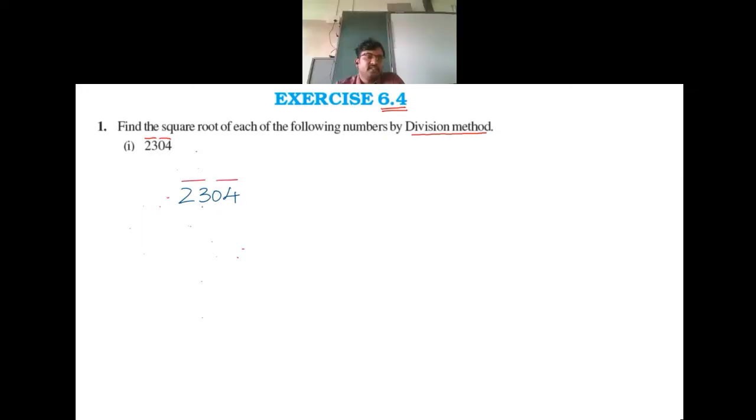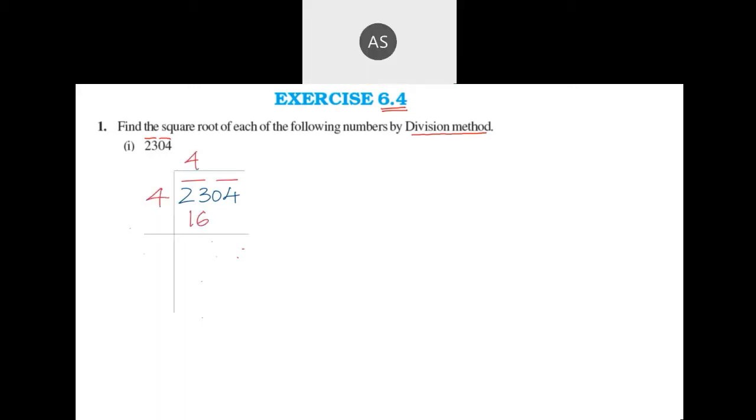Then observe the first number is 23. To this, we have to find the nearest square. 16, because 25 is exceeding 23. So 16, the square number is 4, 4 fours are 16. Now the next step is this 4 to be added to 4. We get 8. Now we have to subtract this 16 from 23. We get 7.